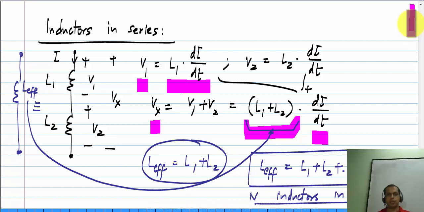Okay. So in all the cases we have seen so far, we have of course taken series combination of identical elements. The series combination also looks like the same element and the value is modified in some way. Okay.